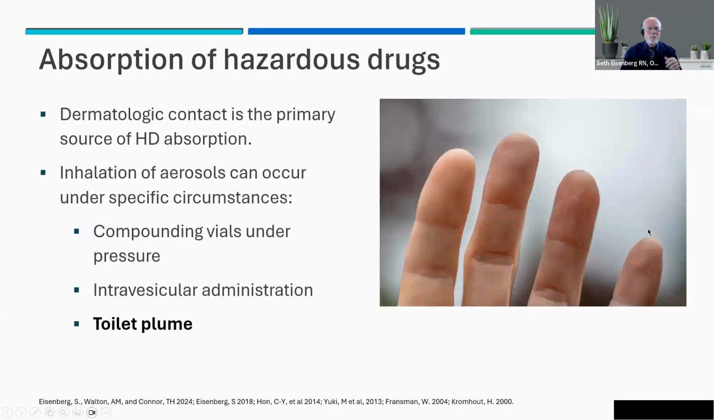Okay, so how does this occur? Well, we know that dermatologic contact, absorption through the skin, is the primary source of absorption of these drugs. However, we also have data that shows that inhalation of these aerosols can also occur. And one of the things that we'll be specifically talking about here today is toilet plume aerosols rather than these other sources.